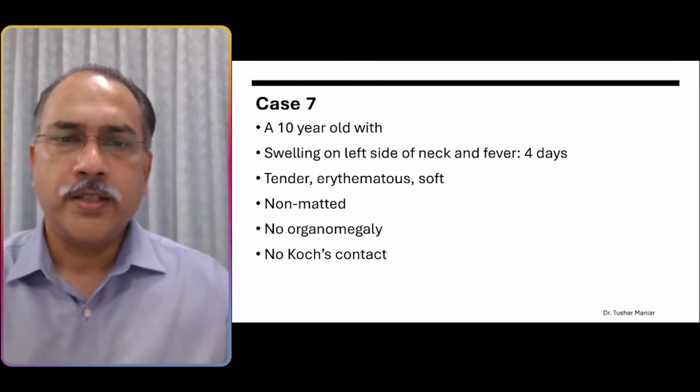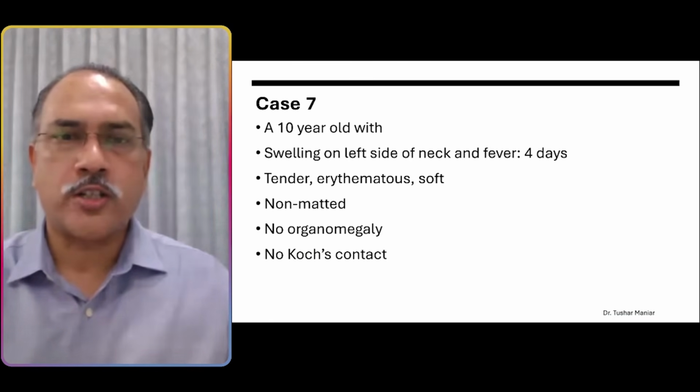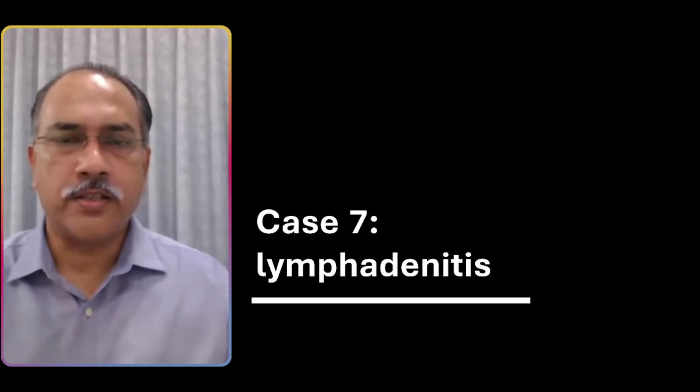Next, we go to case number 7, a 10-year-old with swelling on the left side of the neck and fever for 4 days. It's tender, erythematous, soft, non-matted. Life is simple. No organomegaly, no TB contact. Unfortunately, in real life, you won't have such a crystal clear situation, but today we are discussing these.